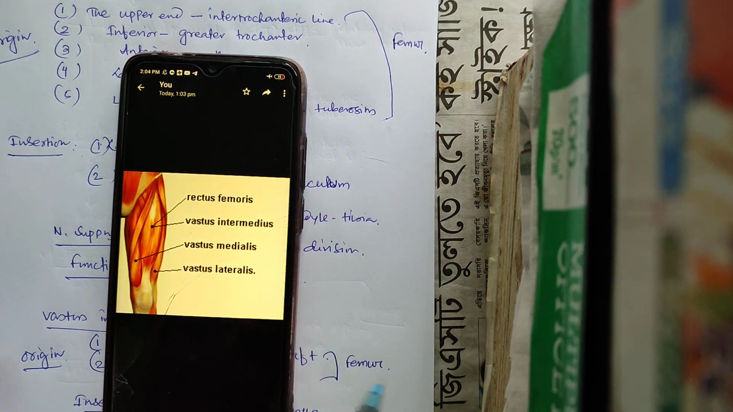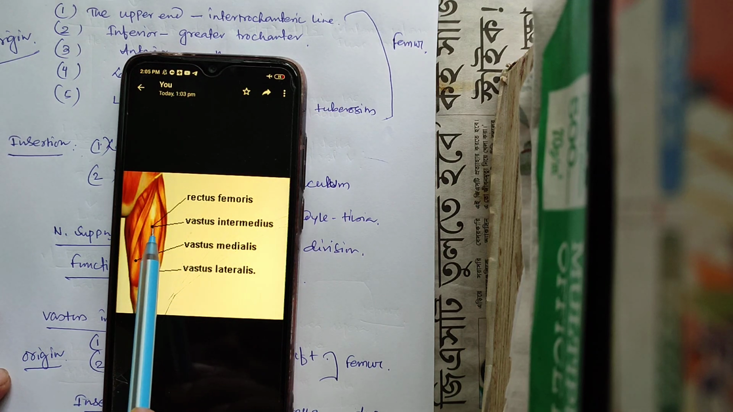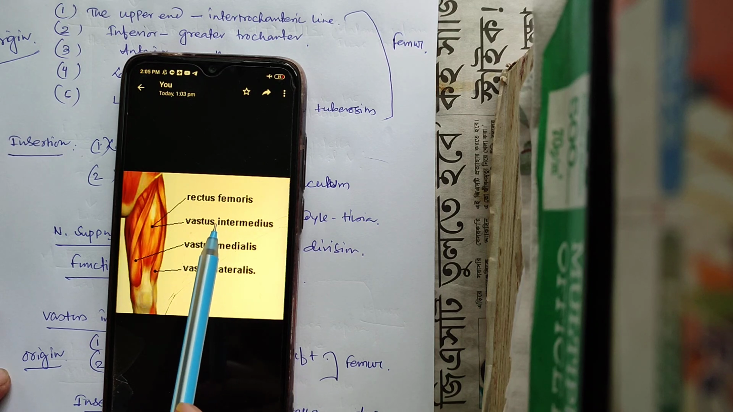Look at the picture here. This is the lateral side, the muscle of vastus lateralis, and the medial side is the muscle of vastus medialis. Here, two muscles are the rectus femoris situated above, and deep to the rectus femoris is situated the vastus intermedius.